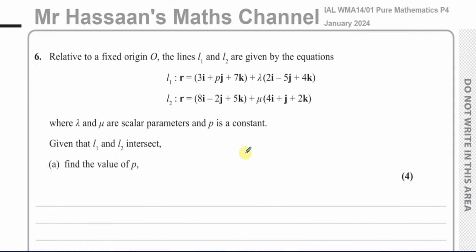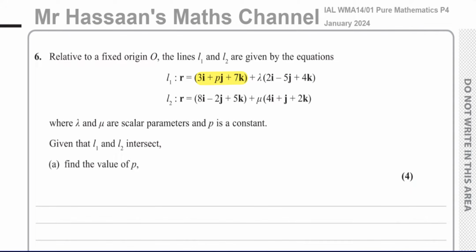This question is about vectors. We're told that, relative to a fixed origin O, the lines L1 and L2 are given by the following equations. So you have these vectors in component form, i, j, k, three-dimensional vectors. The first part of each vector represents the position vector of a point on the line, and the second part of the vector, which is multiplied by the scalar parameter, represents the direction that the line is going in.